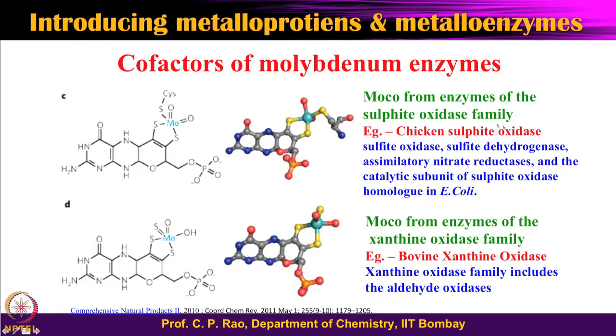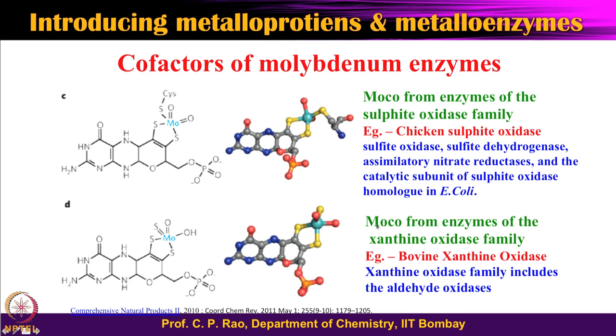And now, this particular thing is a cofactor which is a part of the sulfite oxidase family. We will come to this later in explaining their mechanistic aspects. Some more examples: chicken sulfite oxidase, sulfite dehydrogenase. Dehydrogenase and oxidase, as I said, are similar. Assimilatory nitrate reductase, which is one of the nitrogen cycle reactions, and the catalytic subunit of the sulfite oxidase homolog in E. coli. So, this cofactor is present in all of these examples.